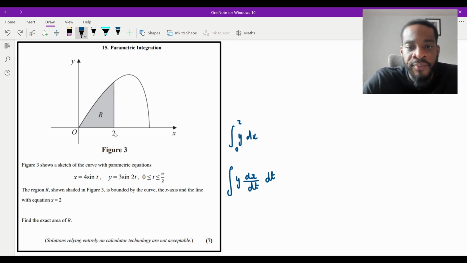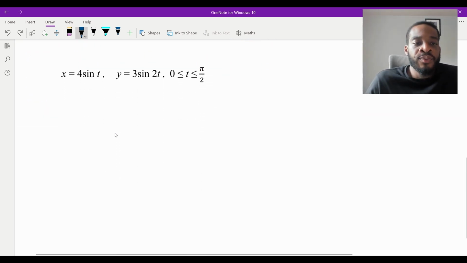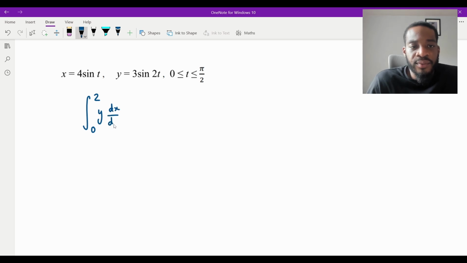So what I've done is I've got the question summarized here, or the things that we need anyway. So we are integrating between 0 and 2. Now remember the formula is y dx/dt times dt. So what I need to do is find y, find dx/dt, multiply them, and also adjust the limits as well. So let me put the actual expressions in. It's going to be y, which is 3 sine 2t, and we're going to multiply by dx/dt.